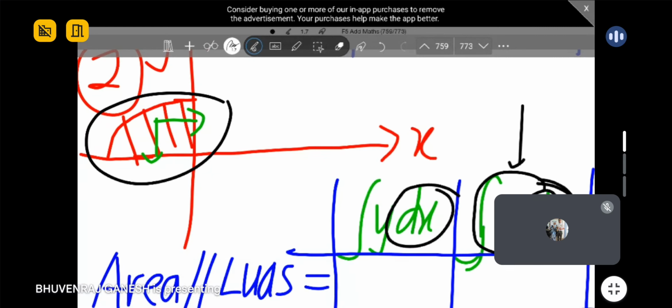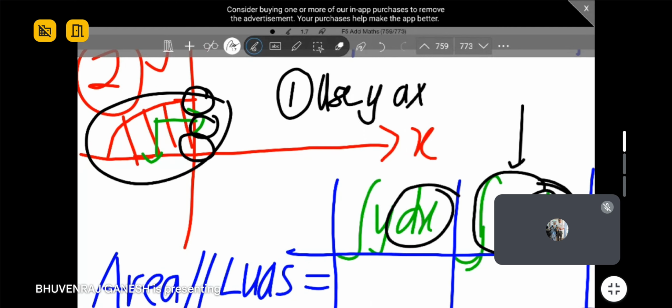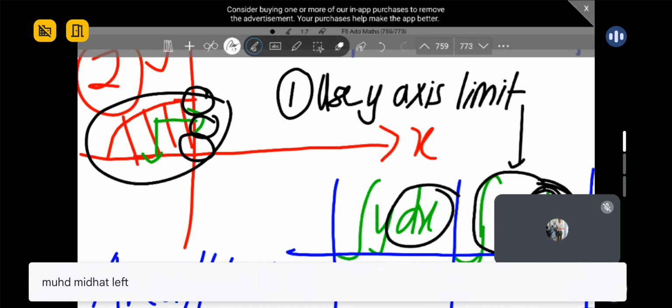So guys, kamikan terhadap paksi Y. Maksudnya, saya akan gunakan had ke atas paksi Y. I will use the limits on the y-axis. Can you all understand this first step? The first step is use y-axis limit. Okay, this one you can get it because we are integrating towards dy.